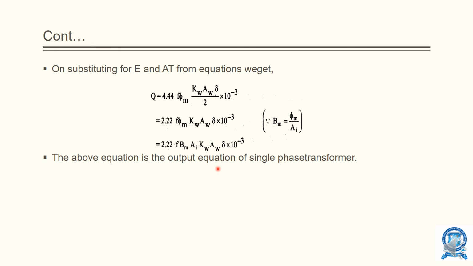And here one more thing you need to remember is that Bm is nothing but phi m by Ai. If you want, you can also express the previous step as 2.22 f phi m Kw Aw del into 10 to the power minus 3. So you can use both equations. These two equations are the same, so you can use any one. You should remember any one of the equations. So that's all about the output equation of the transformer. Thank you.